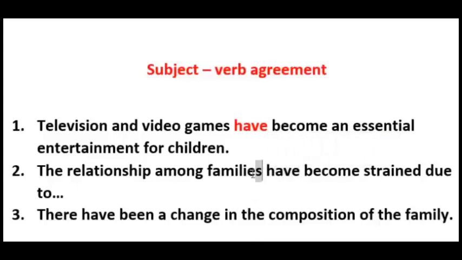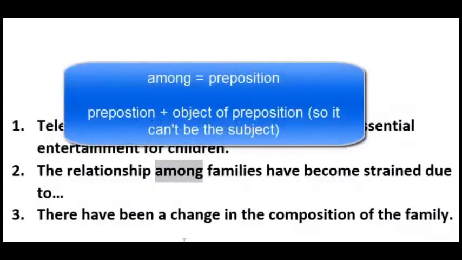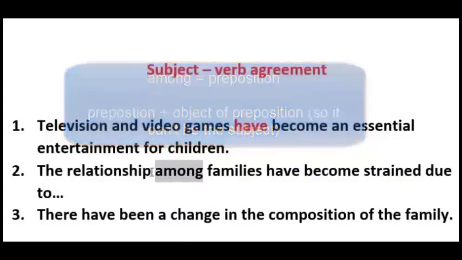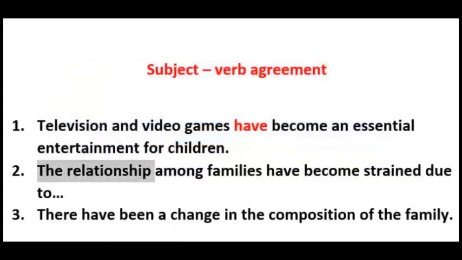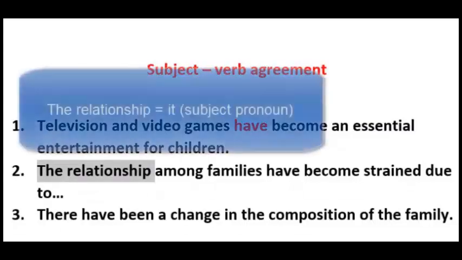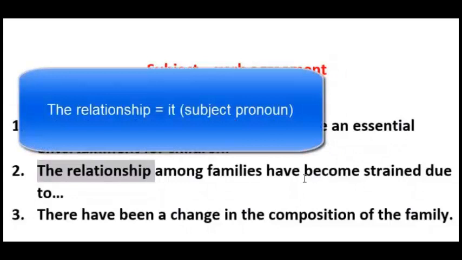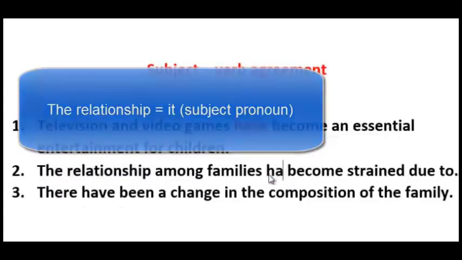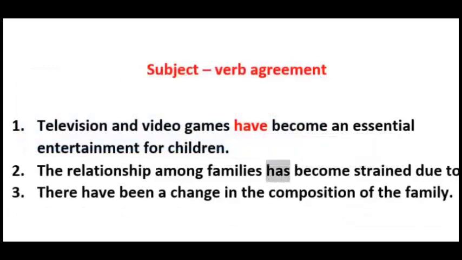Now this one looks as if the subject is families, and families have makes sense. However, if we look at this word here, among is a preposition, and anything that comes after a preposition is an object. It's never a subject. Therefore, the subject in this sentence is actually the relationship. And if we think about which pronoun we would use with the relationship, it would be it. So it have, can we say that? No, we can't. We need to say it has, or the relationship has. And now that subject and that verb agree with each other.